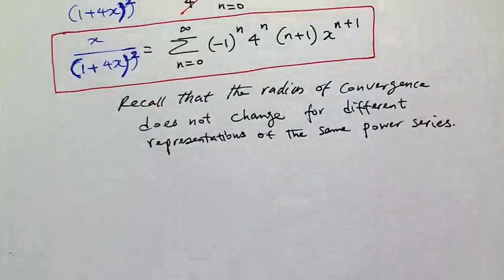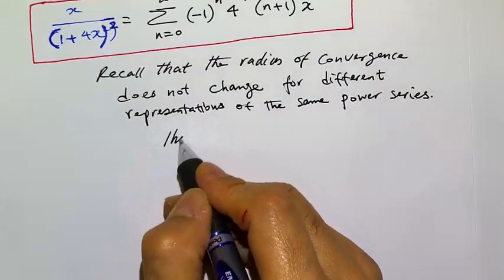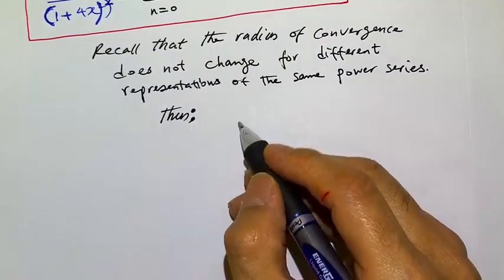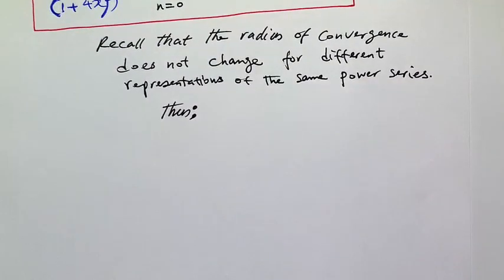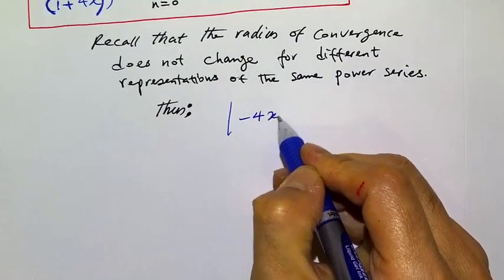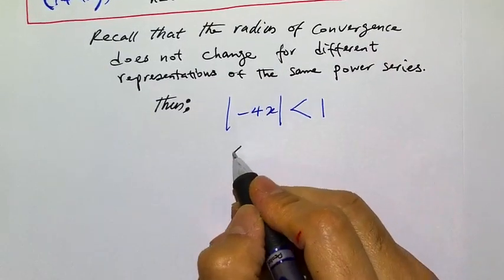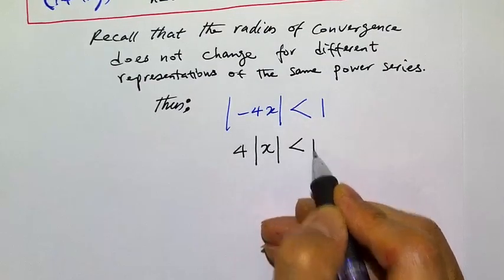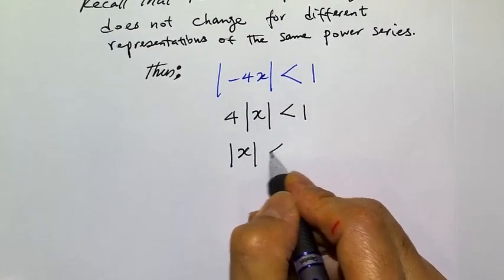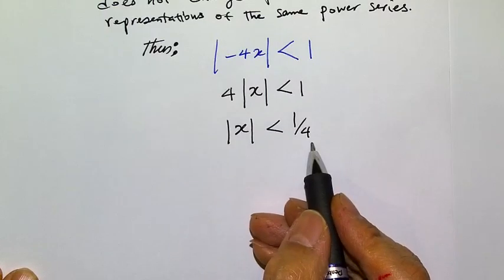So we still have, for the absolute value of convergence here, the absolute value of minus 4x less than 1. So let's solve for that. This would be 4 times the absolute value of x less than 1, and then, of course, the absolute value of x is less than 1 over 4. So the radius of convergence is 1 over 4.